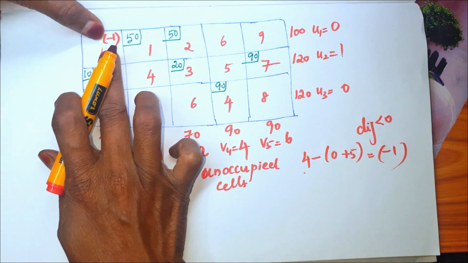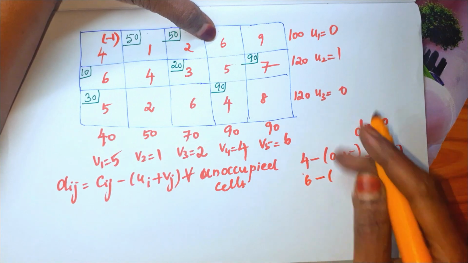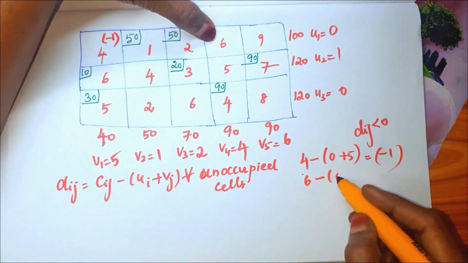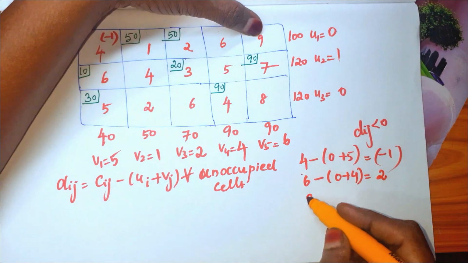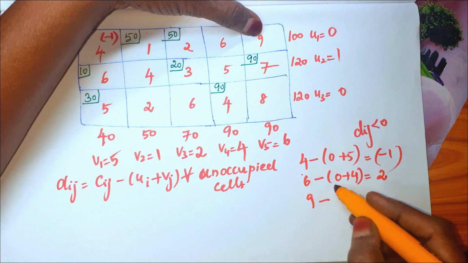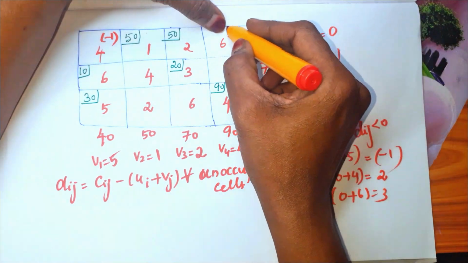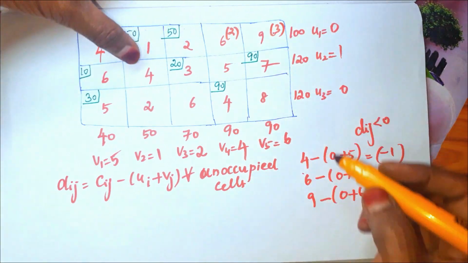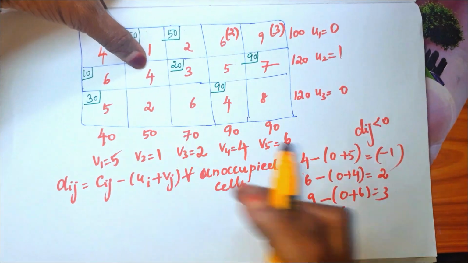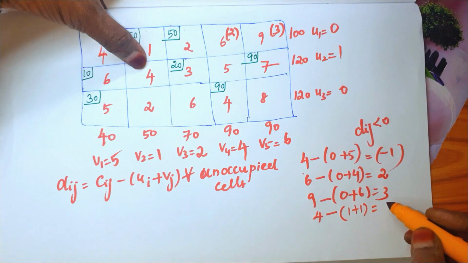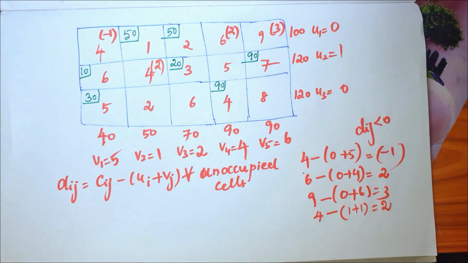So the first value we got is negative. Come to the second value, 6 minus (0 plus 4), which is equal to 6 minus 4, 2. And this is 9 minus (0 plus 6), which is equal to 3. So this value we got as 2, this value we got as 3. Come to the next value, 4 minus (1 plus 1), which is 4 minus 2. It is 2. Write it in the right side corner.